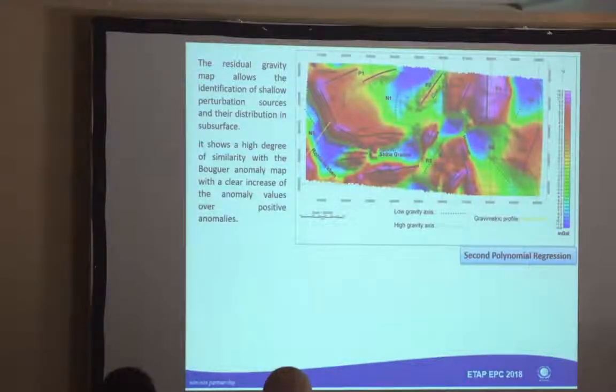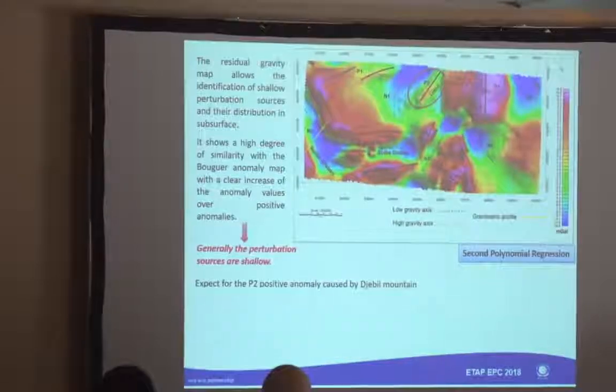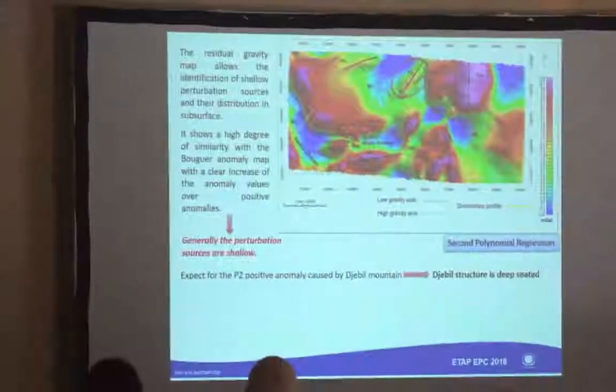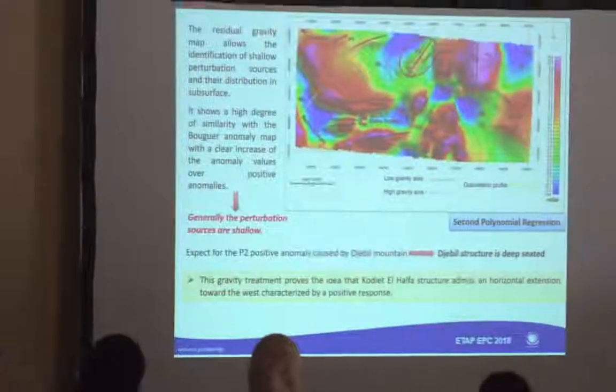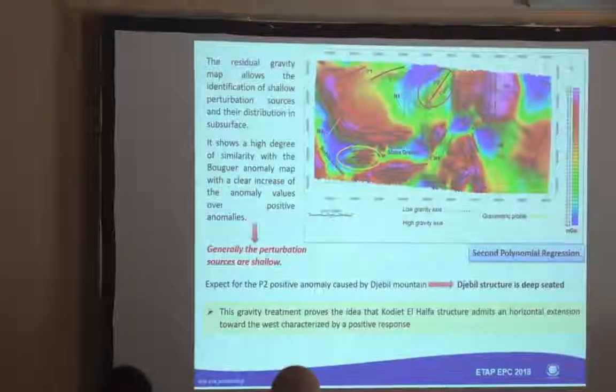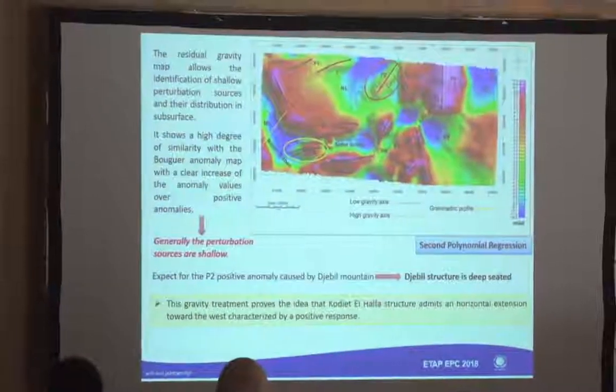It shows a high degree of similarity with the Bouguer anomaly map, with a clear increase of the anomaly values over positive anomalies. So we can say that generally the perturbation sources are shallow, except for P2, Jbel Jbil. We can see clearly that the positive anomaly decreases, so we can say that the Jbil structure is deep-seated. This gravity treatment proves the idea that the Qudit al-Halfa structure admits a horizontal extension toward the west, characterized by a positive response.